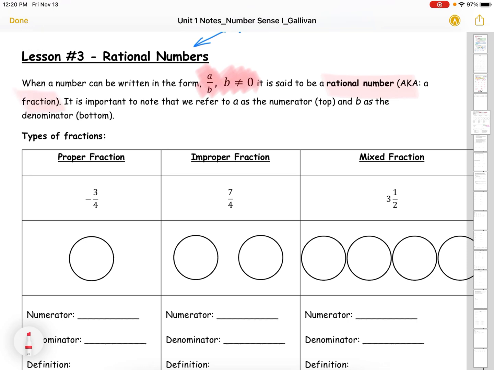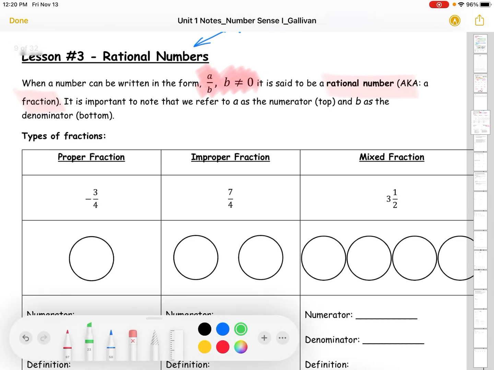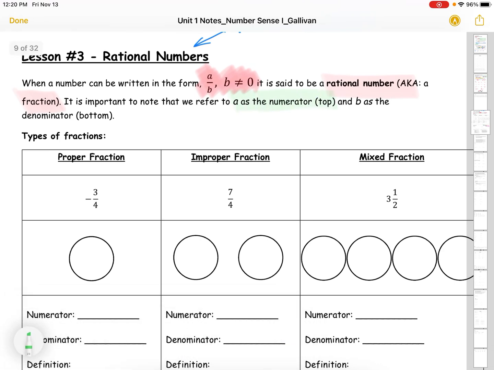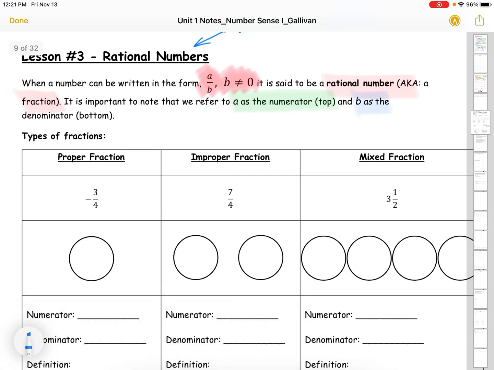Aka a fraction. It's important to note that we refer to a as the numerator, so that's the top, and b is the denominator. So you're going to hear me say numerator and denominator a lot. If I'm talking about the numerator, I'm talking about the top. And if I say denominator, I'm talking about the bottom.